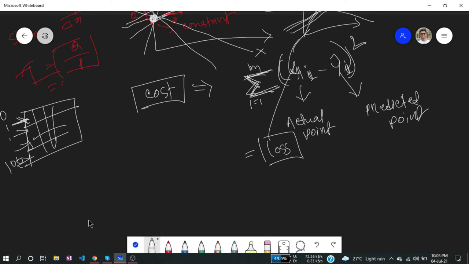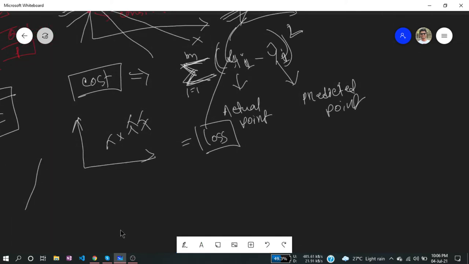Yes, we are calculating this cost function, this error, based on the predicted and actual points, because we are creating that line. That line will give some error, the difference between the point and the line, and we are calculating that. But where exactly are we using this cost? Okay, I got your point, what you were trying to say.